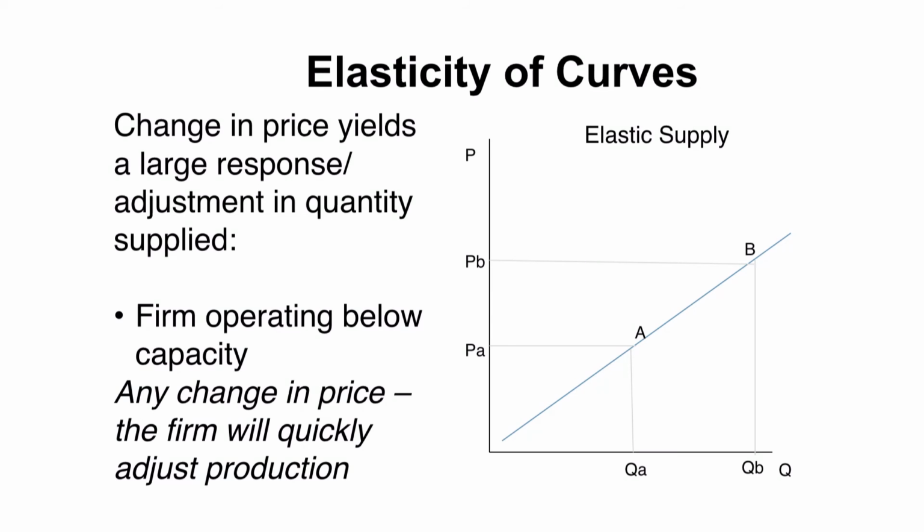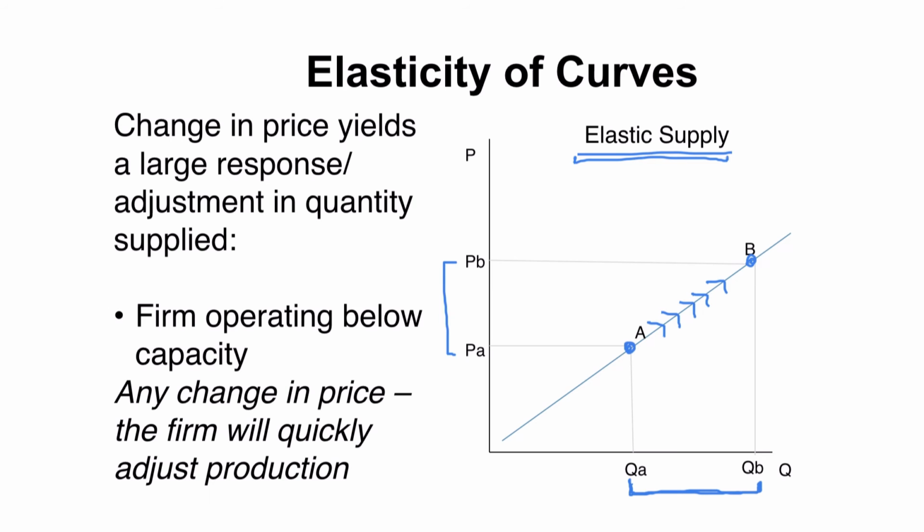Now, let's think of elastic supply. Just like elastic demand, we see that the quantity supplied adjusts or responds largely to a change in the price. So here we see that we're moving from A to B, movement along our given supply curve, with a corresponding change in the price from PA to PB. So the price has risen. The response in quantity supplied can be illustrated as moving from A, QA, to QB.